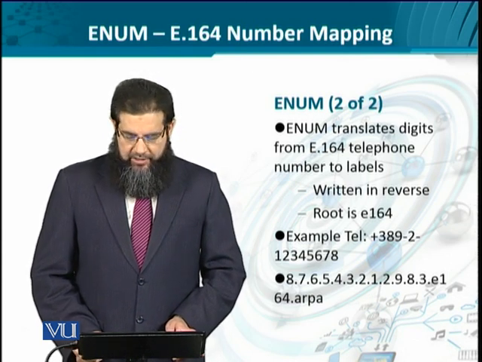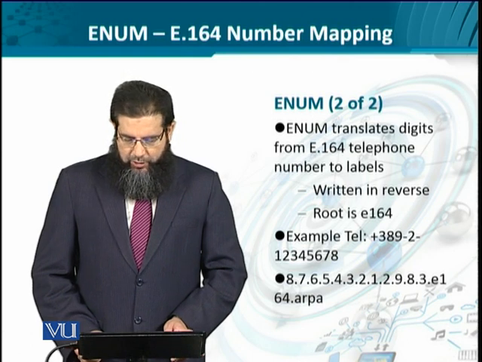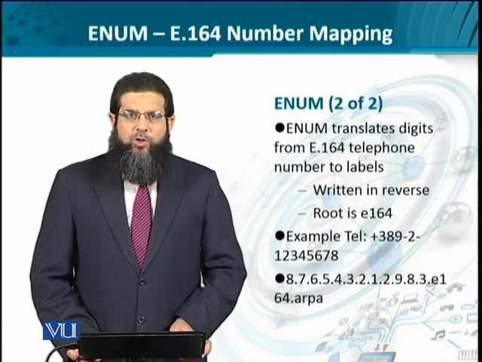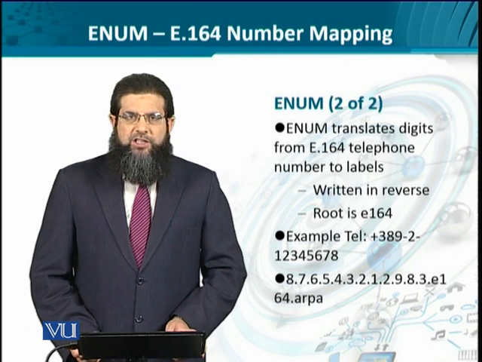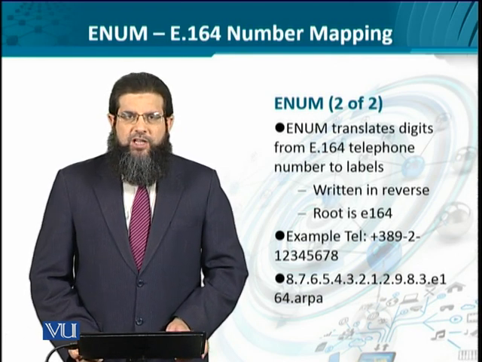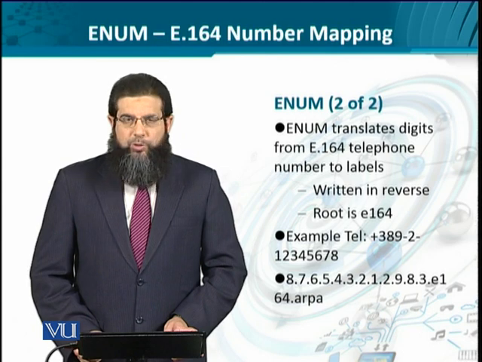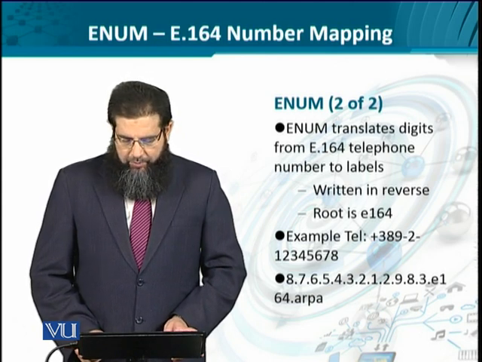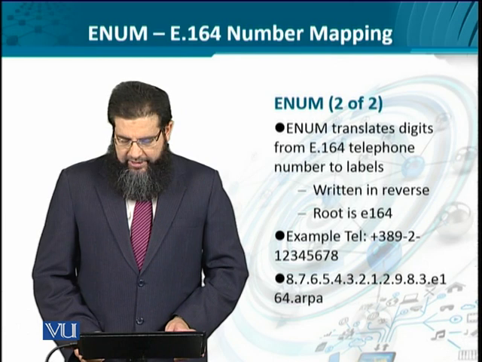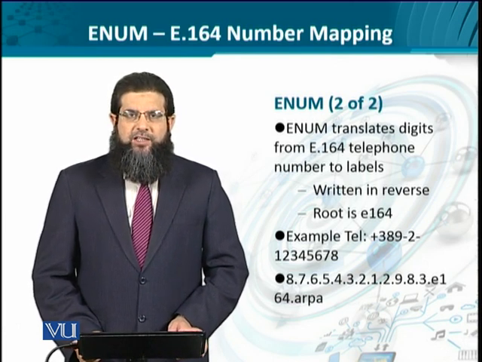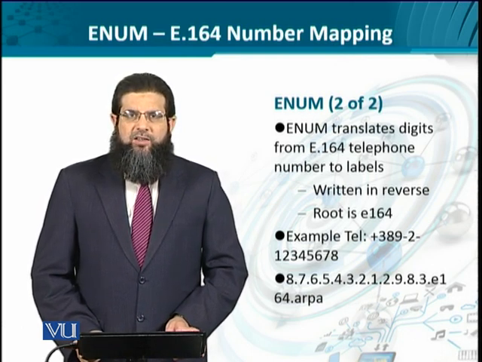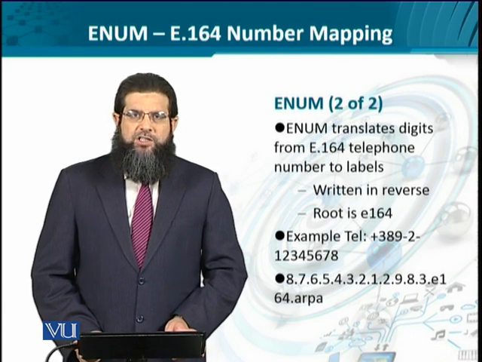For instance, if you look at the telephone number +389-2-123-8 as an example, if we were to encode it using ENUM, all we have to do is start from the last digit, the subscriber number, put it on the leftmost side, and then move on to the left-hand side, starting from 8765432 when we write it in the reverse manner. And towards the end, we write e164.arpa to label that it is basically an ENUM translation. With this mechanism, we can switch back and forth between the ITU standard, that is E.164, and the DNS.